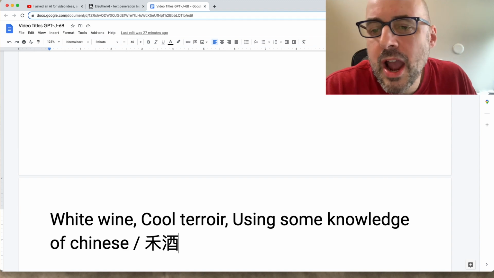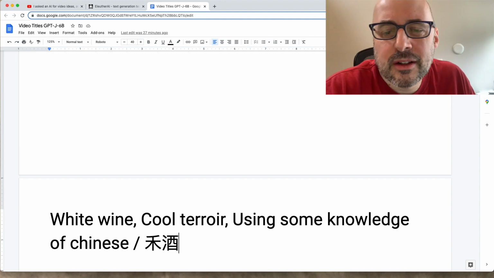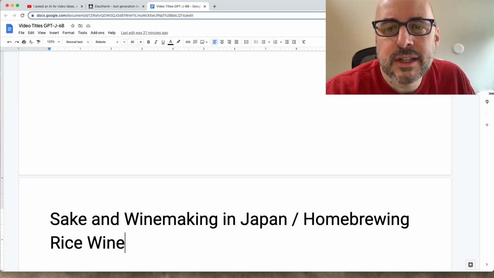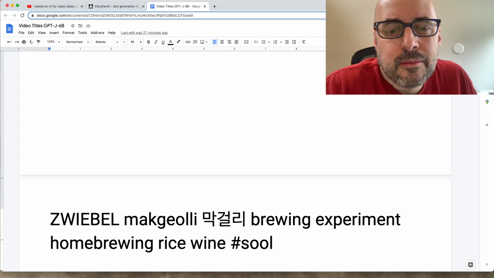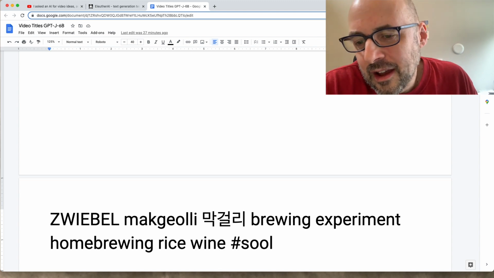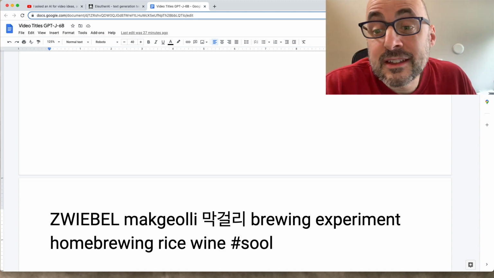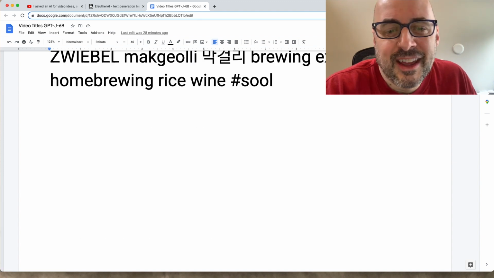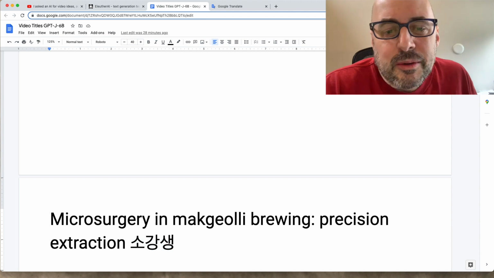Okay. White wine, cool terroir using some knowledge of Chinese, and then some kind of, I guess, grain alcohol. Zwiebel makgeolli. Makgeolli brewing experiment. That would be a real experiment. I don't know German, but I looked it up. Zwiebel is an onion. So onion makgeolli, I don't think so. That is creative.